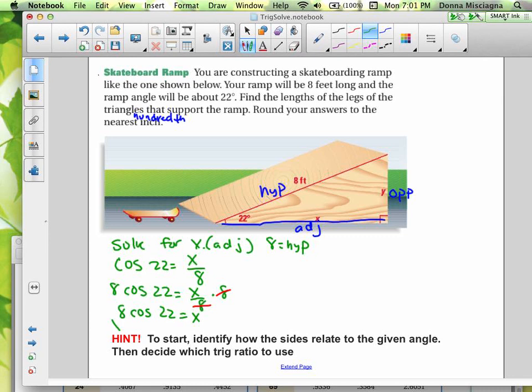All right, so let's go look at our table for cosine 22. This time, I'm not going to pause the tape for you to answer. We did that a couple times.